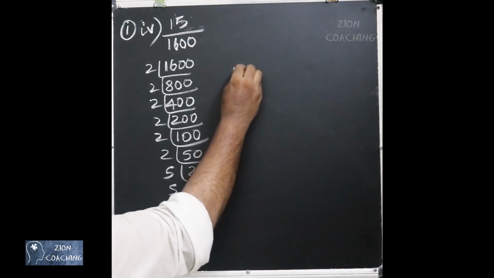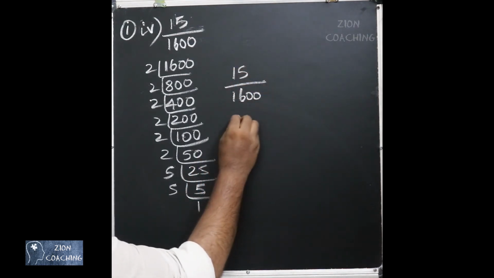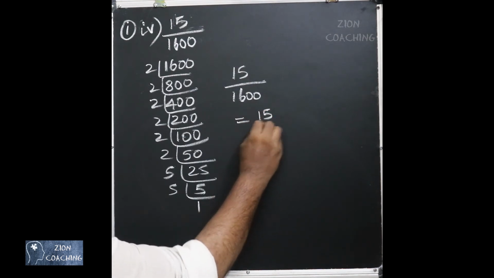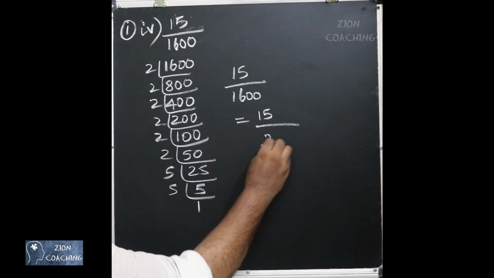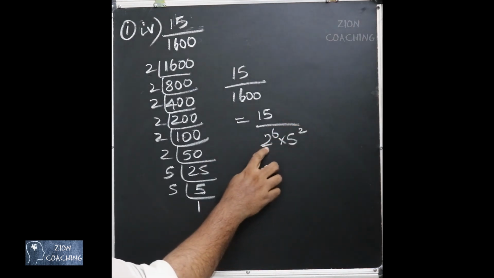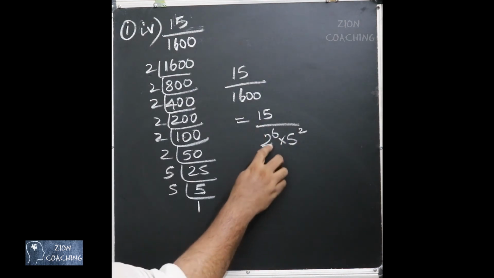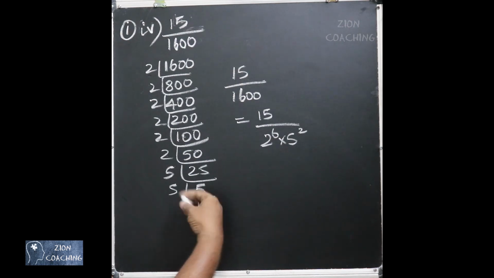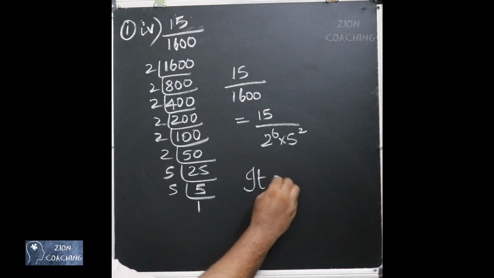So the given number 15 by 1600 can be written as 15 by 2 power 6 into 5 square. Now you can see only powers of 2 and 5 in the prime factorization of the denominator. There is no other number, so it is terminating.